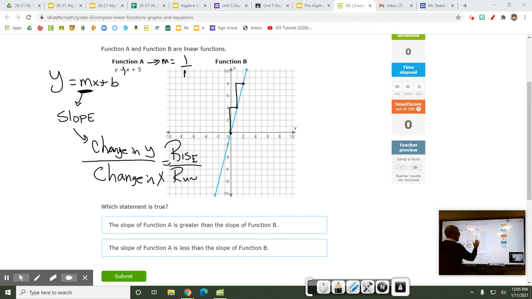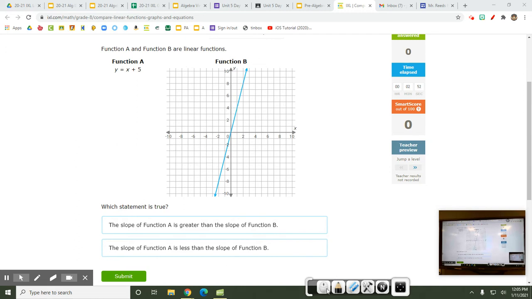All right, so I went up 1, 2, 3, 4, up 1, 2, 3, 4. So my rise is 4, and my run each time is 1. So 4 over 1. So your slope for function B would be 4 over 1. So which one of those statements is true? The slope of function A is less than the slope of function B.